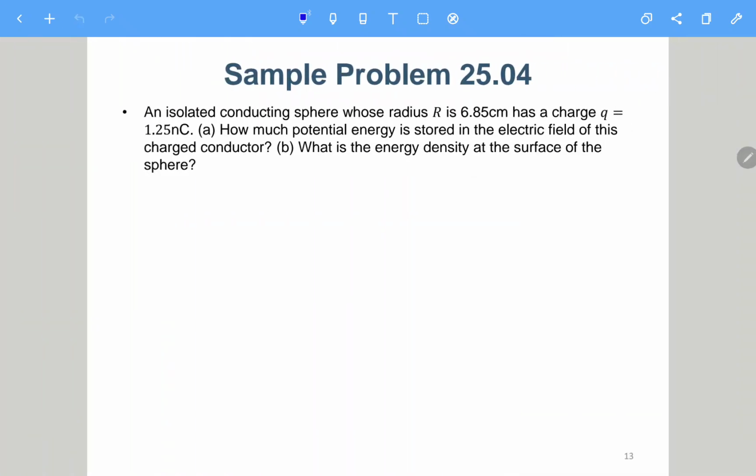Okay, so here let's see a sample problem. It says an isolated conducting sphere whose radius R is this value has a charge Q. How much potential energy is stored in the electric field of this charged conductor? And what is the energy density at the surface of the sphere? Okay, so here let's calculate C. Suppose it is an isolated conducting sphere, which means that C should be 4 pi epsilon naught R.